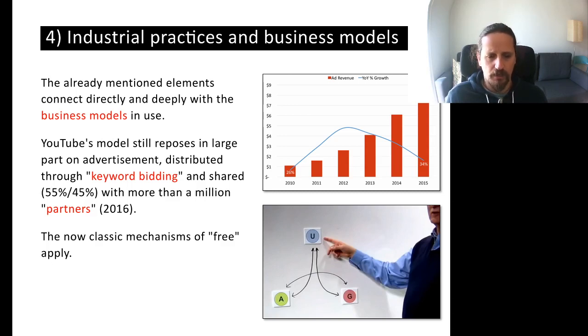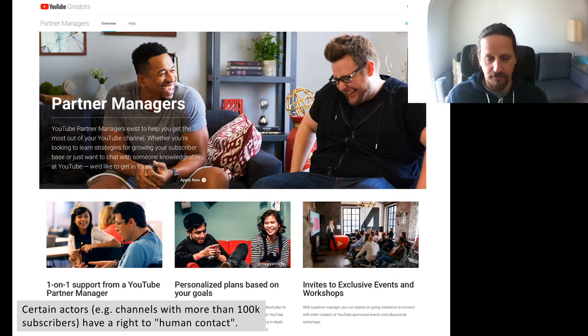on YouTube. And there are more than a million partners who in 2016 had monetization possibilities. Through our research, we can now estimate that it's probably over 4 million at this point. And it's still the classic mechanism of free, right? So the screenshot on the right should remind you a little bit of this multi-sided market configuration where users don't have to pay, but it's then basically advertisers who bring in the money.